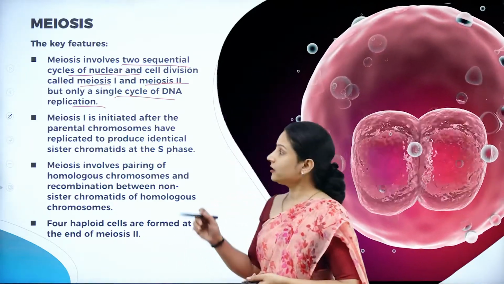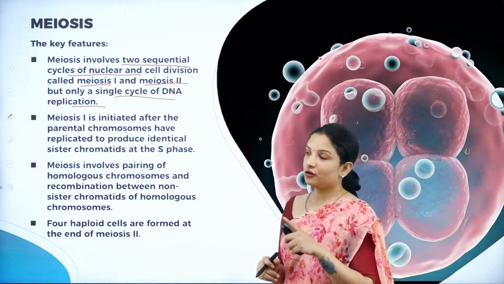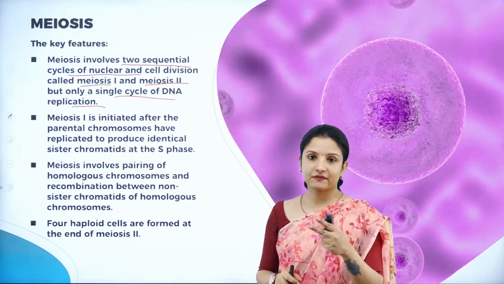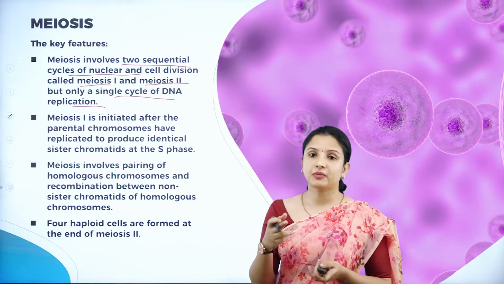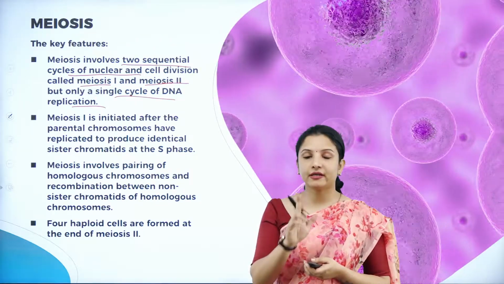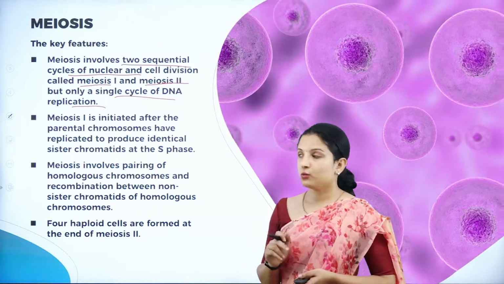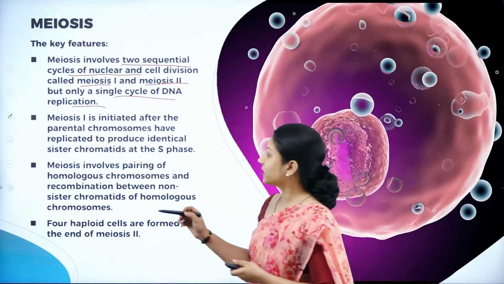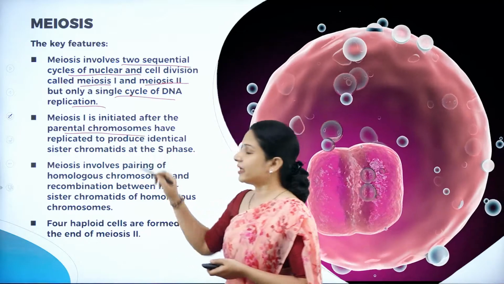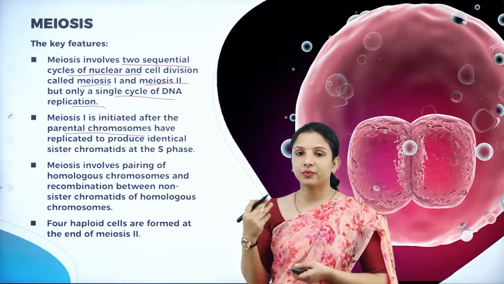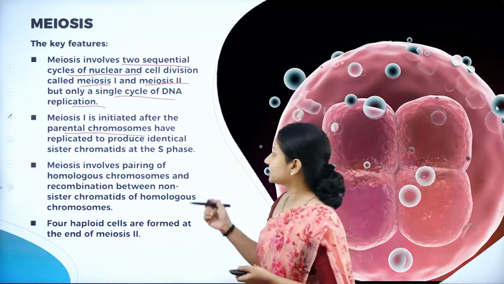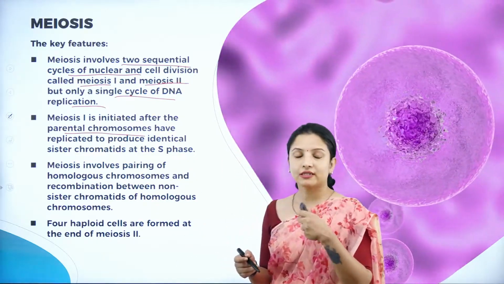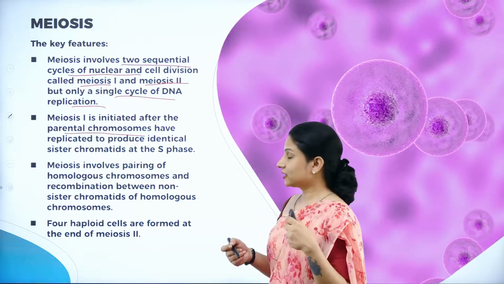So that is why there is only a single cycle of DNA replication. Though under meiosis 2 cycles of cell division will take place, the DNA replication is only one, because it will enter into the interphase stage only once here. And meiosis 1 is initiated after the parental chromosomes have replicated. So once the parental chromosomes replicate, meiosis 1 will get started.